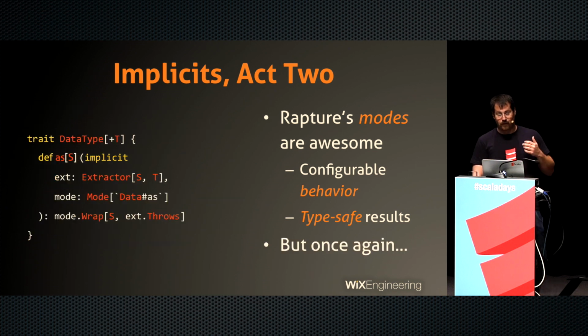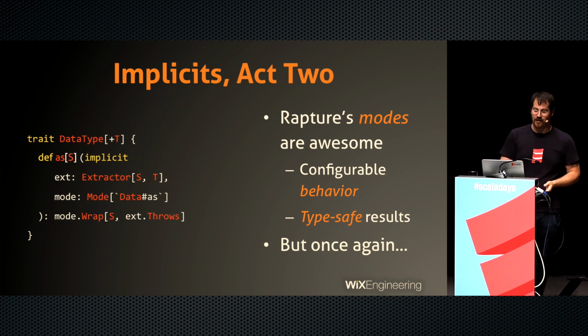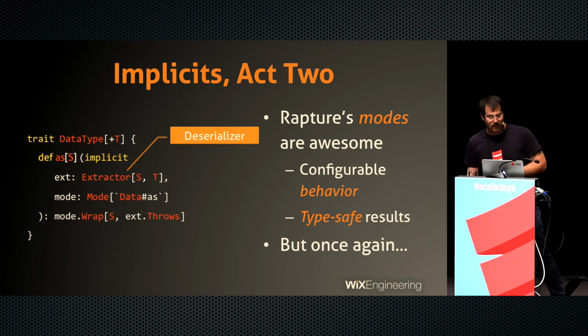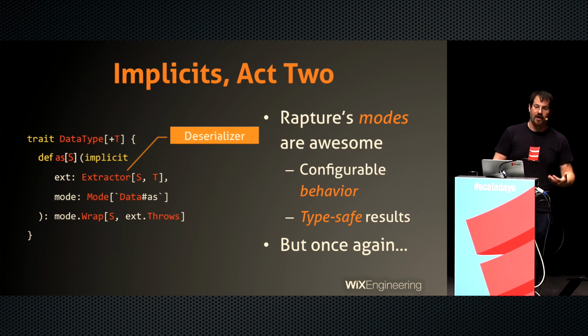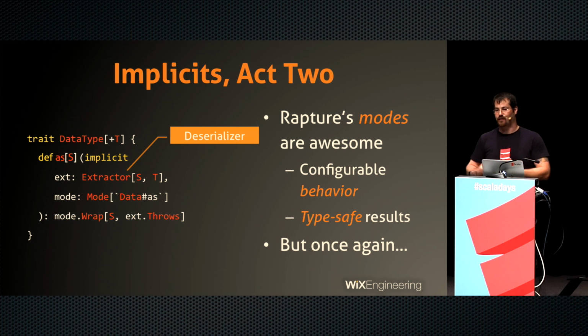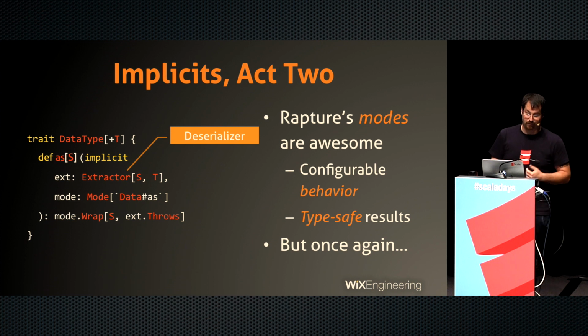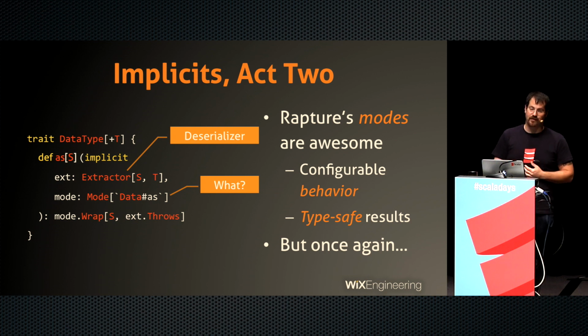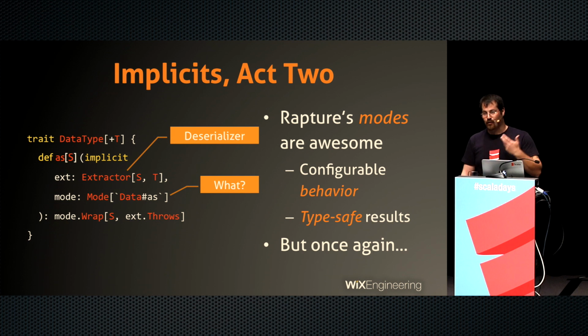But once again, if you actually go to definition, you look at the signature, then you have your DataType trait, and then you have your as method, and you can make sense of some of it. So the extractor is basically responsible for deserializing stuff out of the JSON data type. But then even for relatively seasoned Scala developers, you see that there's an implicit parameter called mode. And a more experienced Scala developer would say, well, of course it's implicit, right?